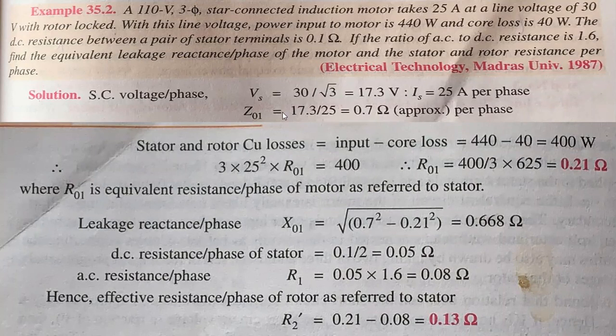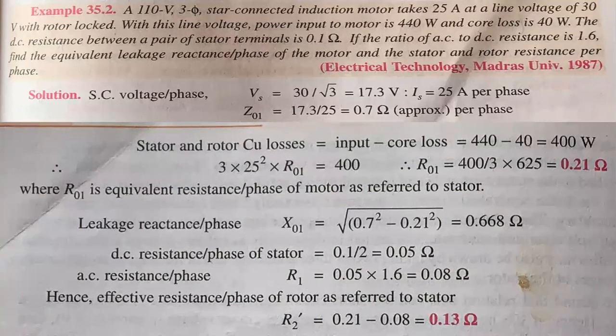Next, the losses given here. Motor power input is 440 watts, and from that core loss is 40 watts. The iron losses are given as 40 watts. So what are the remaining losses? Copper losses. Input is equal to core loss plus stator copper loss plus rotor copper loss. So the stator and rotor copper loss is input minus core loss. Input is 440 watts and core loss is 40 watts, so 440 minus 40 is 400 watts.